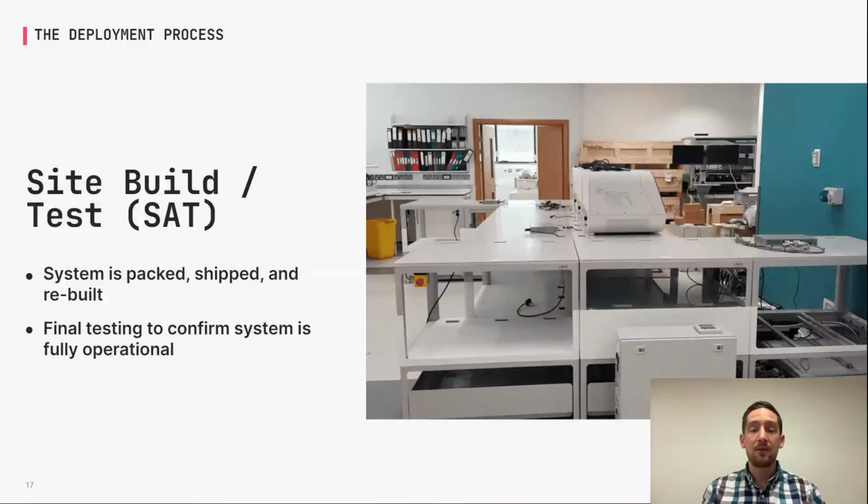Once everything looks good after factory acceptance testing, the next step is site build and site acceptance testing. So systems are taken apart, shipped to the lab, brought in, and rebuilt. And then that whole testing process that was done at factory acceptance testing is repeated, this time on site, just to confirm everything's working. If there were any things that were identified in factory acceptance testing, they should be corrected by now, and we're able to re-demonstrate that everything's going to plan.